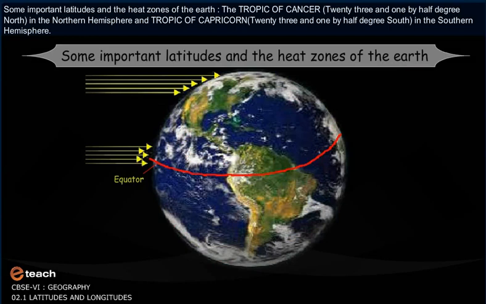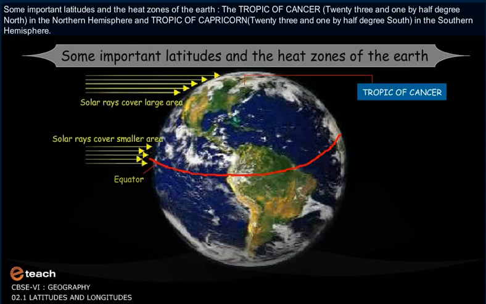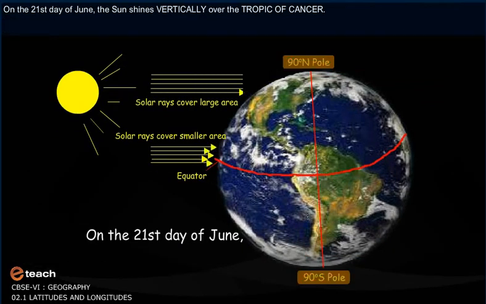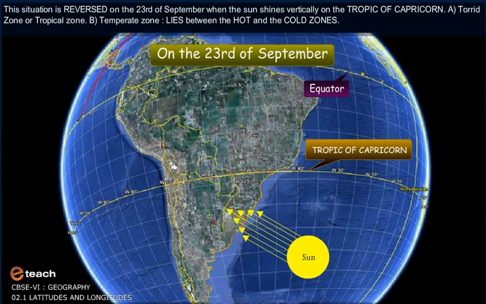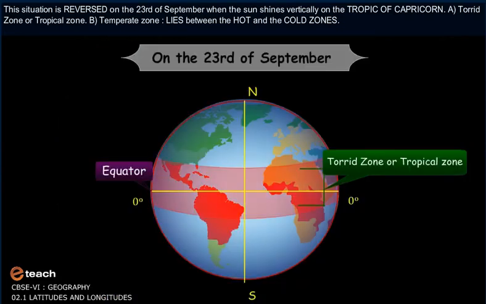Some important latitudes and the heat zones of the Earth. The Tropic of Cancer, 23 and 1/2 degree north in the northern hemisphere, and Tropic of Capricorn. On the 21st day of June, the sun shines vertically over the Tropic of Cancer. This situation is reversed on the 23rd of September when the sun shines vertically on the Tropic of Capricorn.